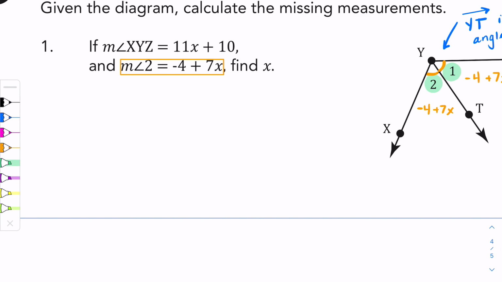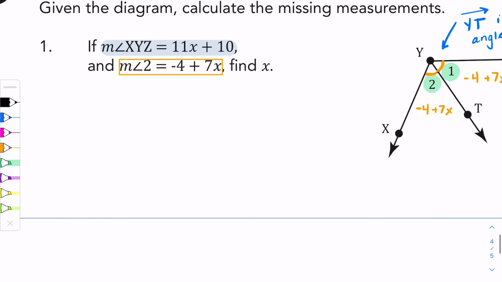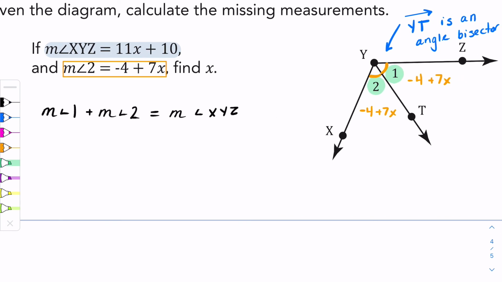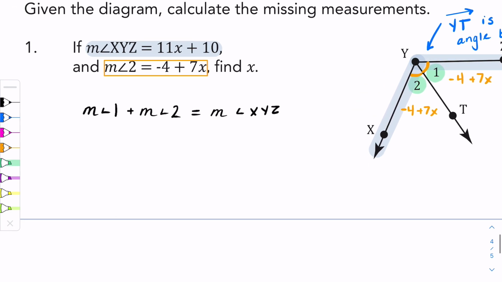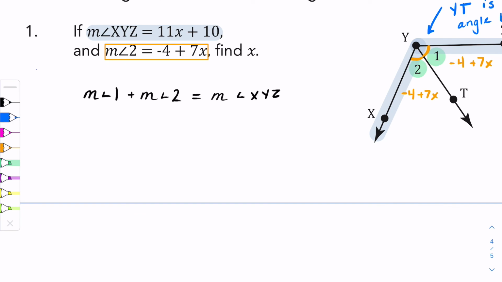As for solving this one, we're going to highlight that the total angle measure of XYZ, that's the entire angle, is equal to 11x plus 10. So when I write out my function, I'm going to write that the measure of angle 1 plus the measure of angle 2 is equal to the measure of angle XYZ. Because again, XYZ is the entire angle. Add up the two smaller angles, that gives you the total angle. Also, I'm going to make a note, which you should all make too, that if you have a bisector, you have two of the same angles.